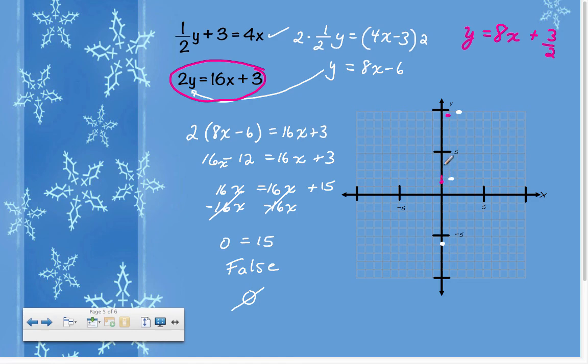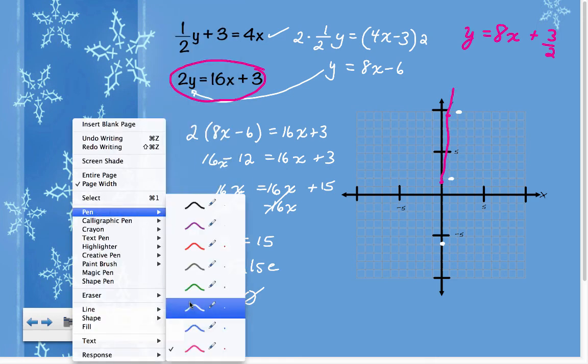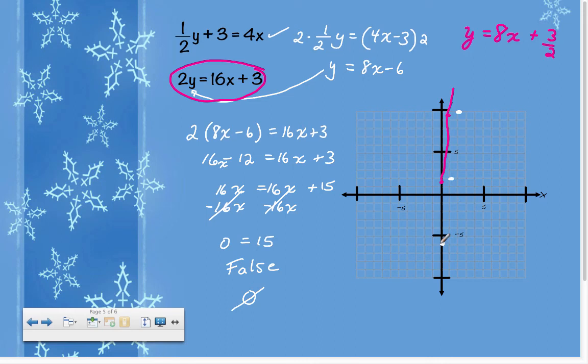If you notice, these lines are going to be parallel. They're starting at different spots. It's not a very good line I drew there, but since they have the same speed, one line is not going to catch the other. They're going to be parallel. Different starting points, same speed, same slope.